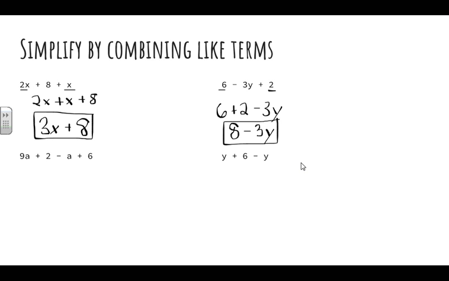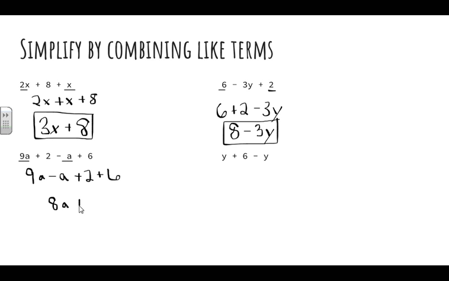All right, coming down here. If I underline, I've got my a's. So I can rearrange this. I could have 9a minus a plus 2 plus 6. All right, 9a minus a is going to give me 8a.